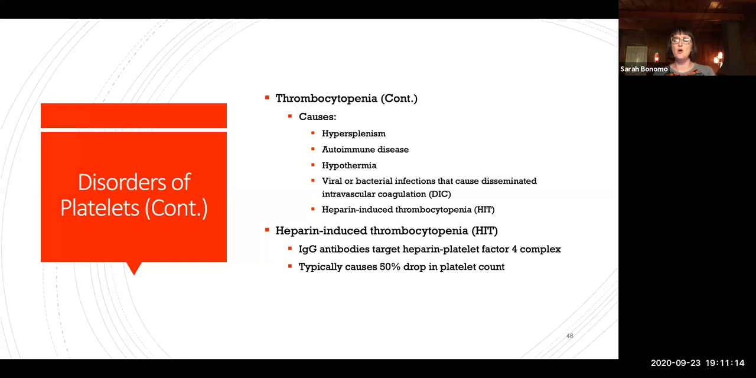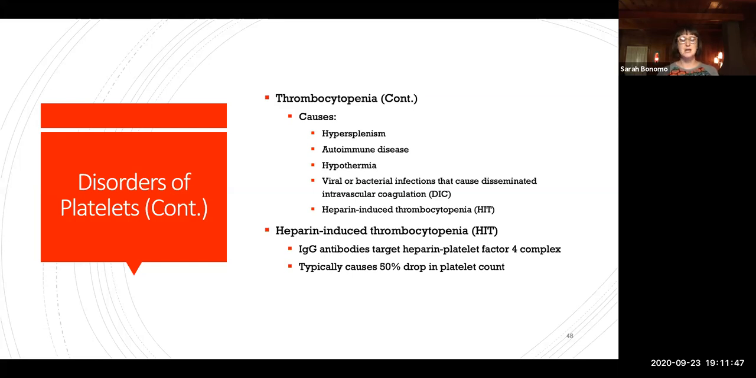And then we can also cause it by giving our patients a medication called heparin, which is basically an anticoagulant. So by trying to do good for them, we can cause them to have thrombocytopenia because of giving them heparin. And so when we give heparin, we've talked about IgG antibodies. We have IgG antibodies that will then target this heparin platelet factor 4 complex.